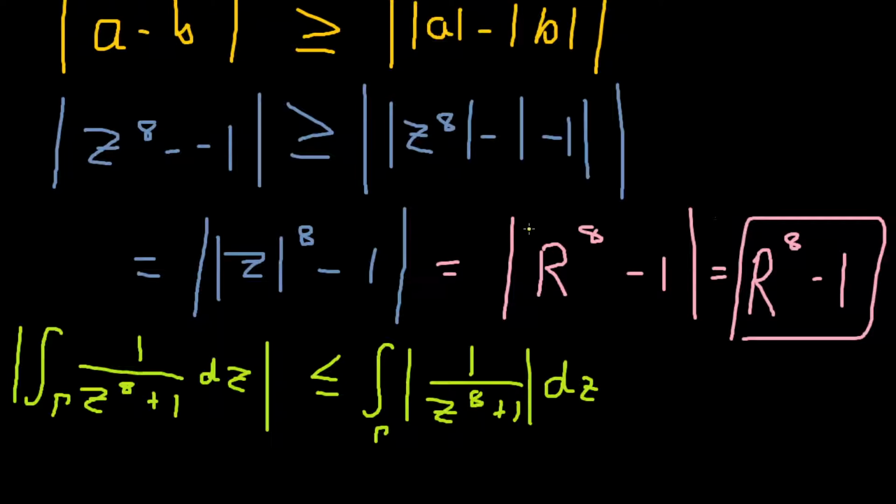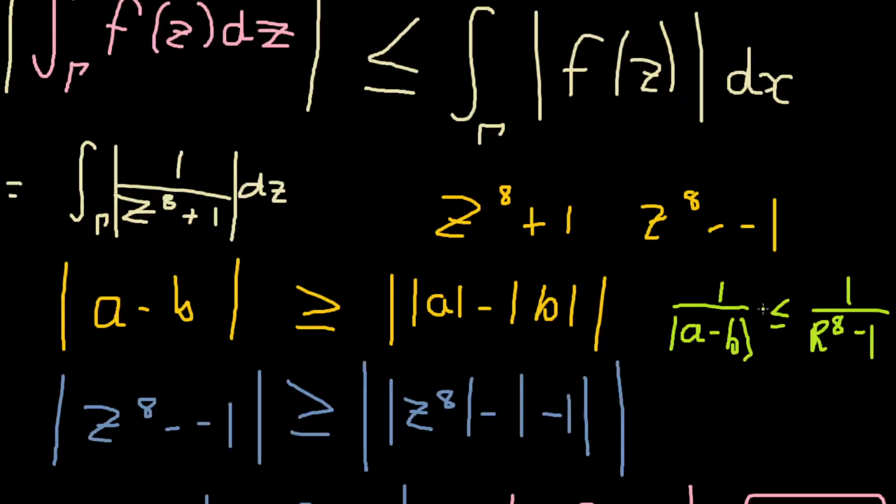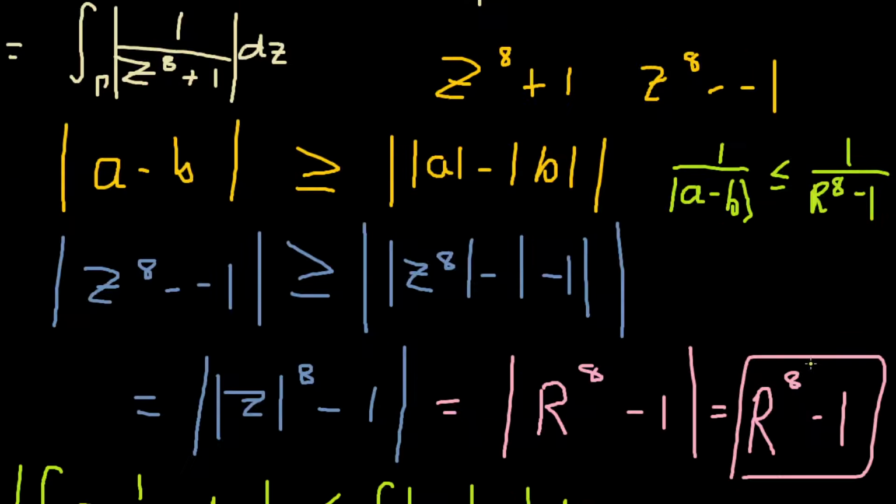Okay. So now we need to look if this is less than or equal to this. If we reciprocate both sides, we get that 1 over the absolute value of a minus b must be less than or equal to 1 over R to the 8 minus 1. Because obviously if you take the reciprocal, you reverse the inequality.